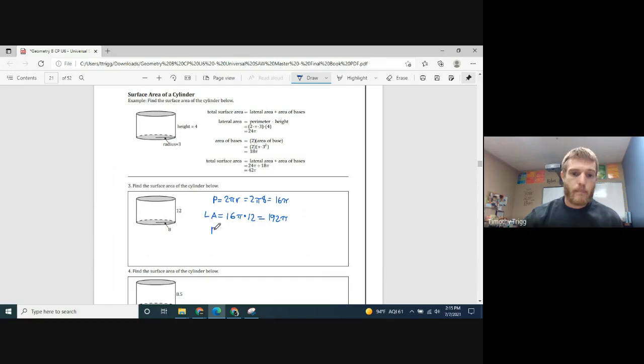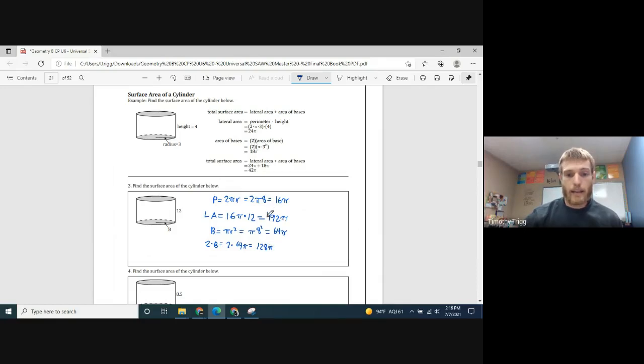Now the base, again, you use the formula for the area of a circle, pi r squared. So in our case, that's pi times r, our radius is 8, and that gets squared. So that's 8 times 8, that's 64. So that's 64 pi. That's the area of one of the bases. If we want to double that, because there's 2 of them, we multiply that by 2. So that's 2 times 64 pi, which in our case is 128 pi.